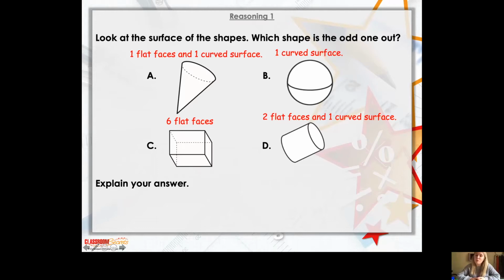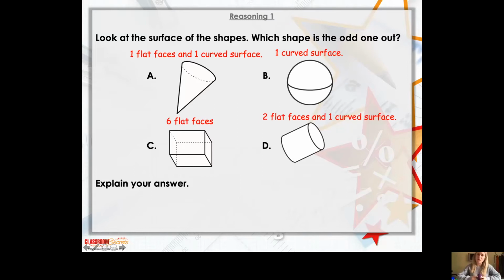Now, there is more than one answer to this question. So could you pause the video and see if you can work out which is the odd one out? Okay, have you spotted the odd one out? Well, there are 2 options here. We could have chosen B, the sphere. Now, why could I have chosen the sphere? Well, it's because the sphere is the only shape here that doesn't have any flat faces. It's only got a curved surface, hasn't it? Whereas the others all have flat faces.